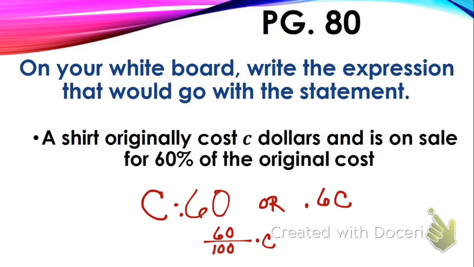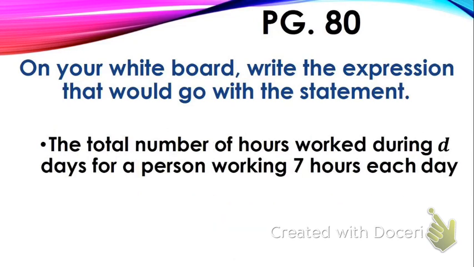I've got two more for you. The total number of hours worked during D days for a person that works 7 hours each day.